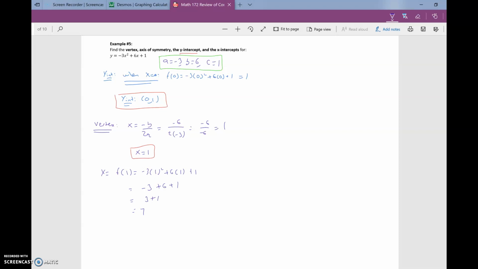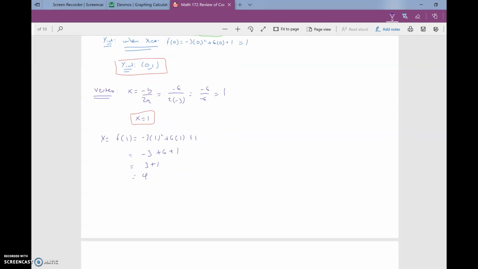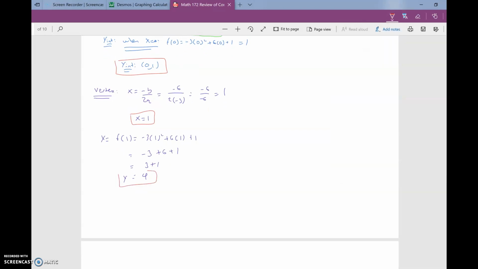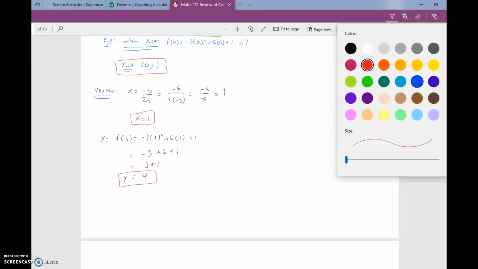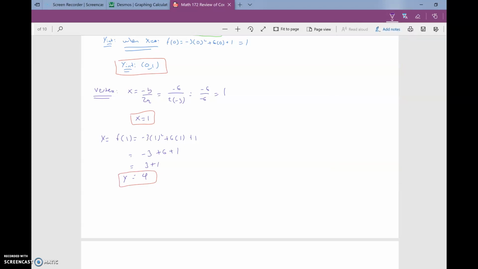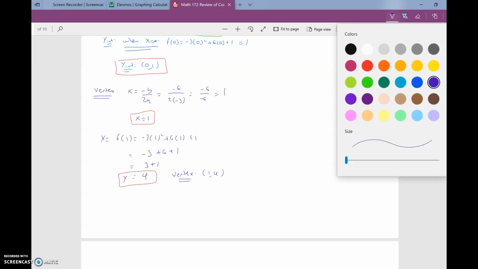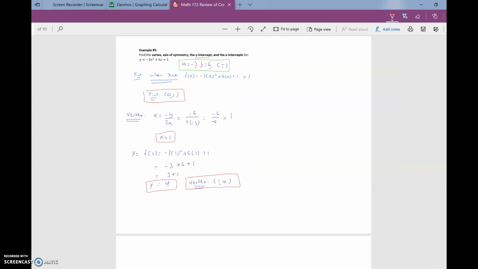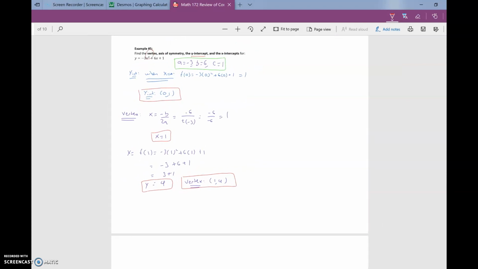Wait, no. 4. Sorry, you guys. Where did I get the 7? I think I was adding those two. Okay, so your actual vertex, let me write it here. It's going to be (1, 4). We'll confirm it using decimals in a minute. Okay, so that's going to be the vertex.